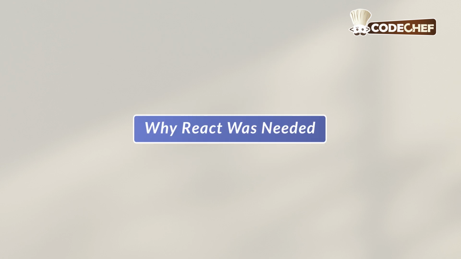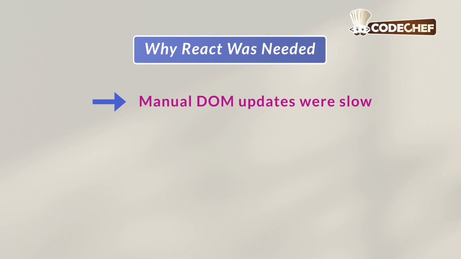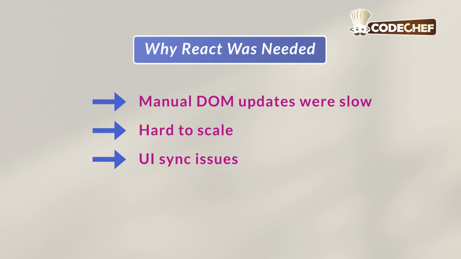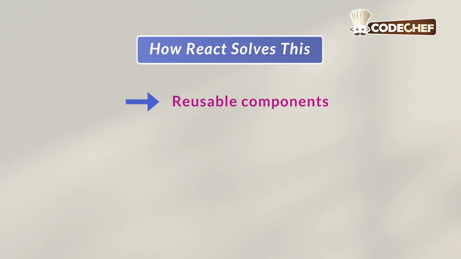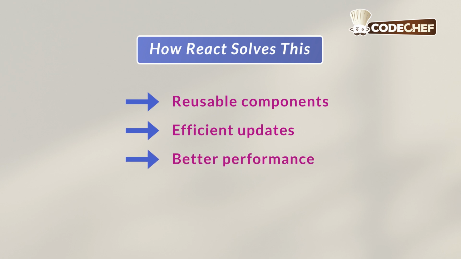So why was React needed? Before React, developers had to manually update the DOM using JavaScript. This approach was slow, hard to scale, and often caused the UI to go out of sync. So how does React solve this problem? React breaks the UI into reusable components. It updates only the parts of the page that actually change, which improves performance and keeps code clean.